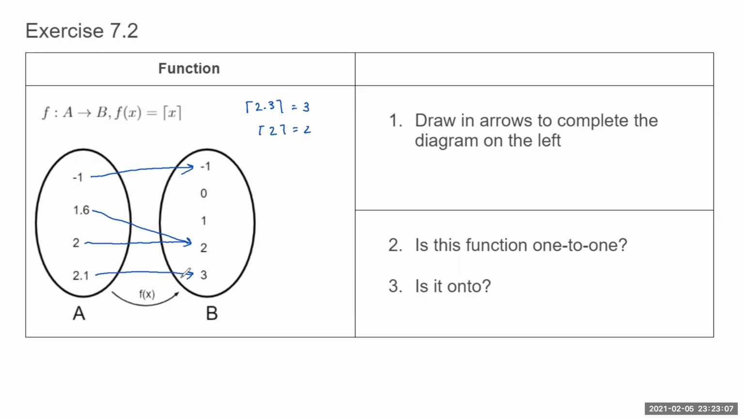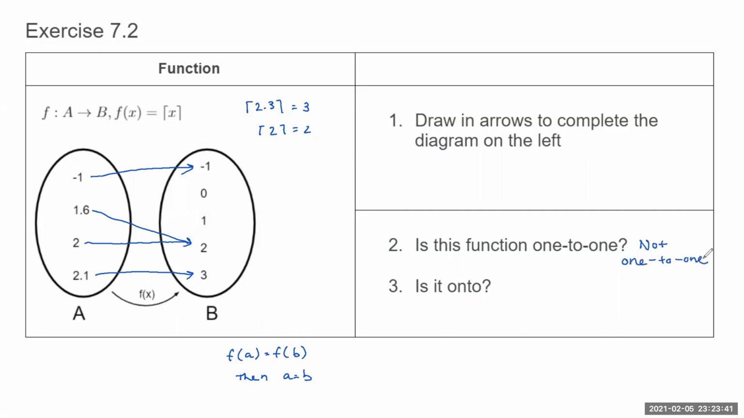And then we have to determine, is this function one-to-one? Well, when we look at this function, we see that this value 2 here has been mapped to by two elements of the domain, 2 and 1.6. So for one-to-one, if we have f of a equals f of b, then a equals b. But in this case, 1.6 is not equal to 2. So we know that this function here is not one-to-one.